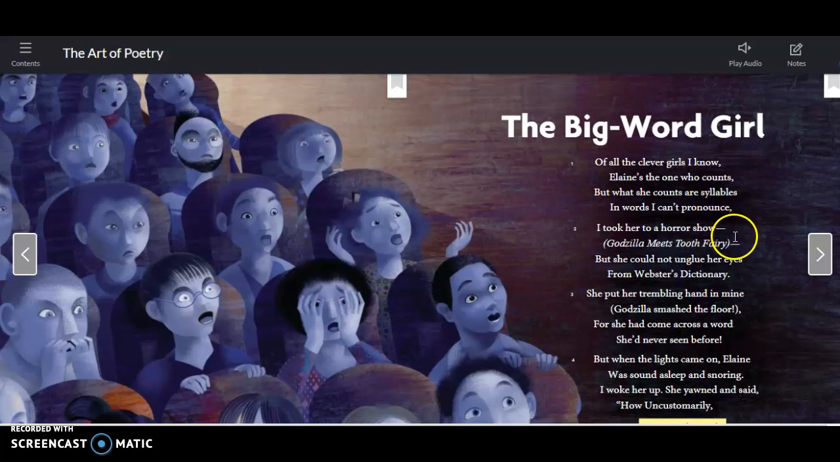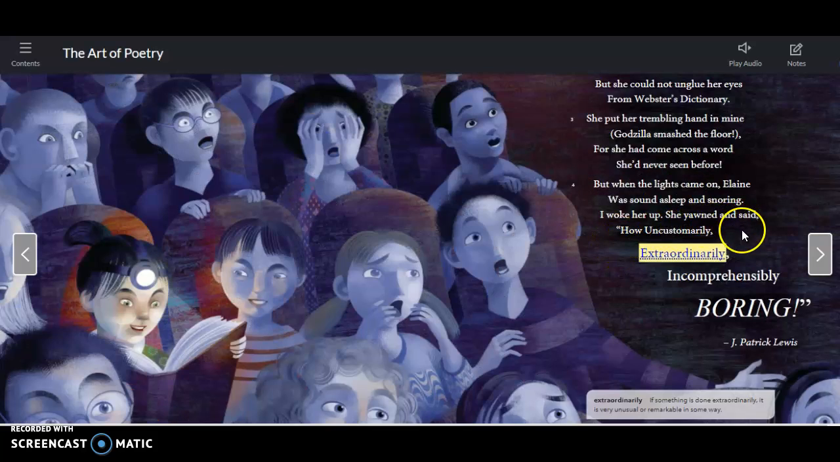Each stanza rhymes. She put her trembling hand in mine. Godzilla smashed the floor. For she had come across a word she had never seen before. But when the lights came on, Elaine was sound asleep, and snoring. I woke her up. She yawned and said, How uncustomarily, extraordinarily, incomprehensibly boring.